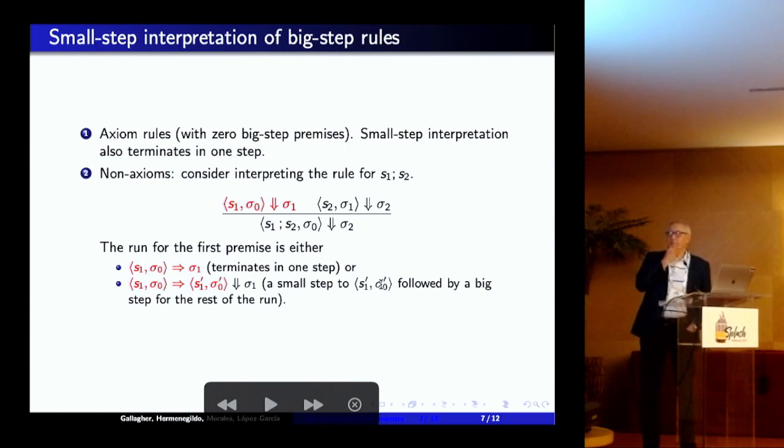I'm just going to sketch it here because there's a lot of detail which is in the paper and I don't have time to go through it. But supposing we take state composition again. So we have a big step rule, but we're going to start by evaluating the first premise for the execution of S1. And let's say we're going to turn this into a run going in small steps from S1, sigma 0, small step, small step, small step, to the final state, sigma 1.